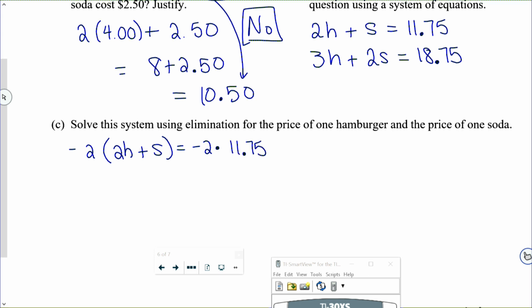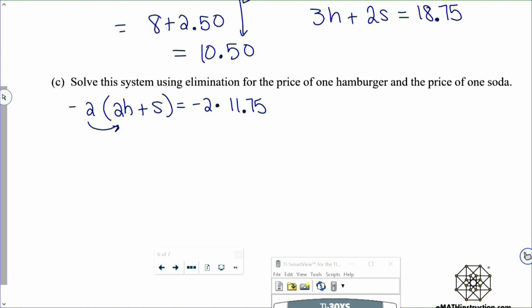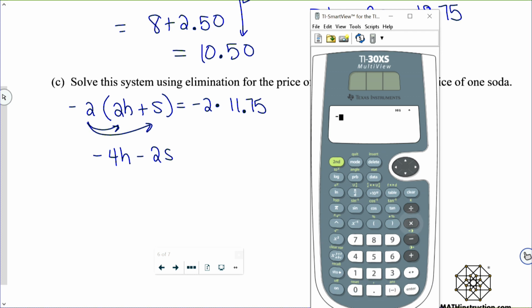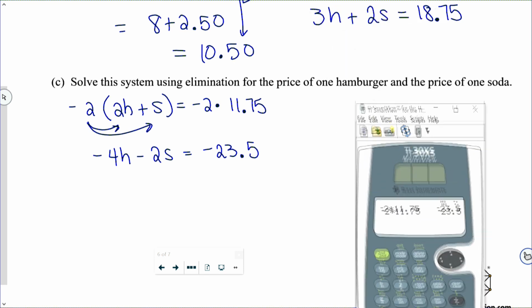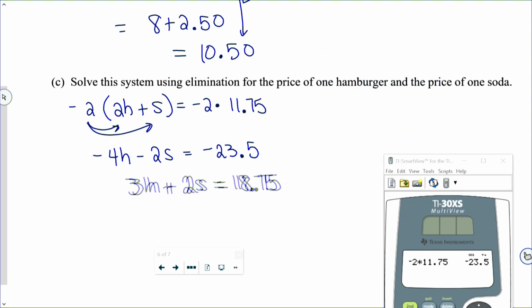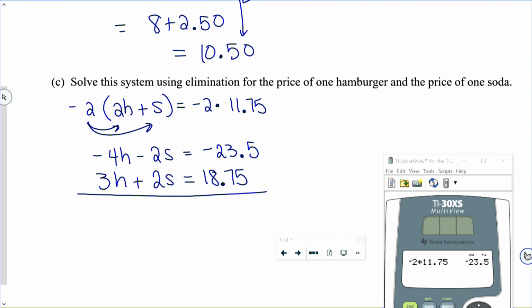Okay, and that's going to give me, when I distribute, -4h minus 2s, and there is nothing wrong at this point with pulling this out and saying, well, I'm going to have -2 times 11.75 gives me -23.5. All right? Now, I'm going to just take this equation and bring it down here, because why not? Now I can add these 2 together.